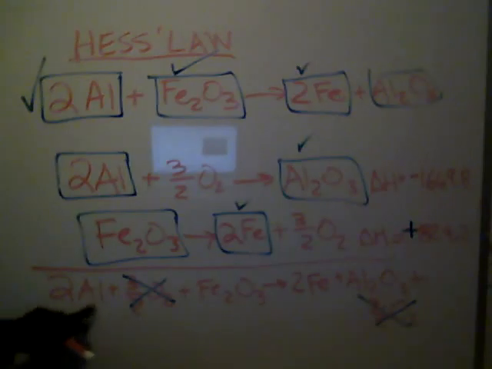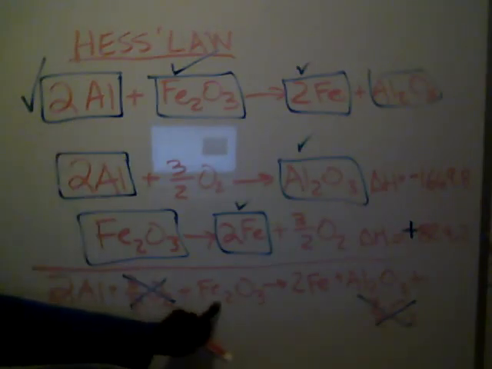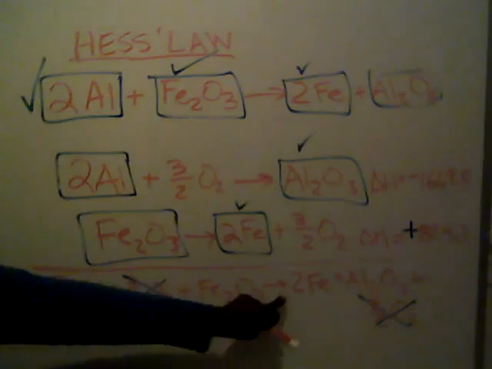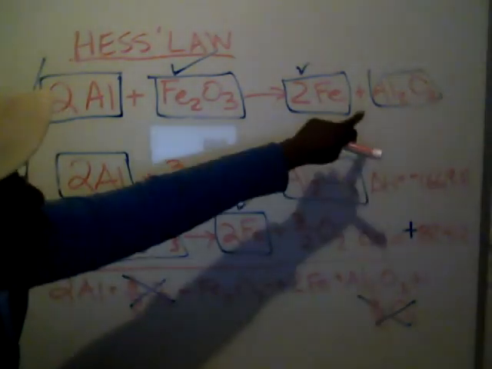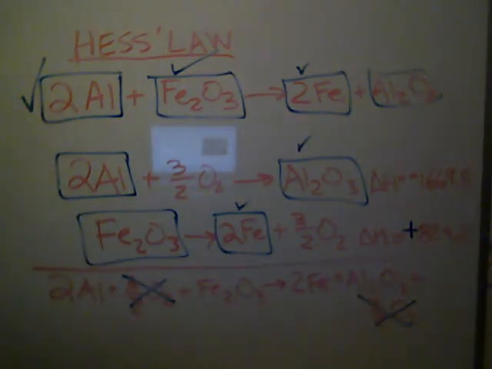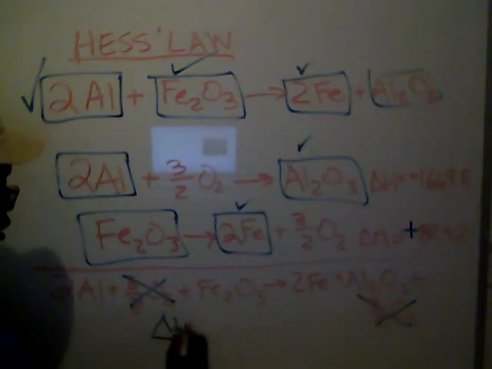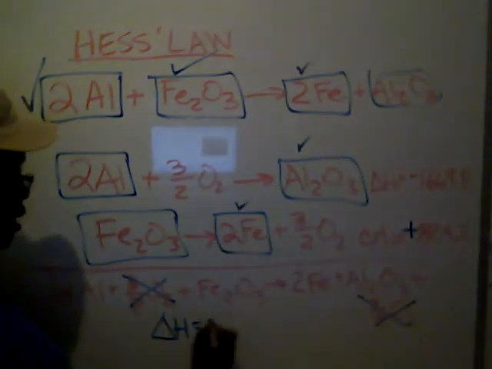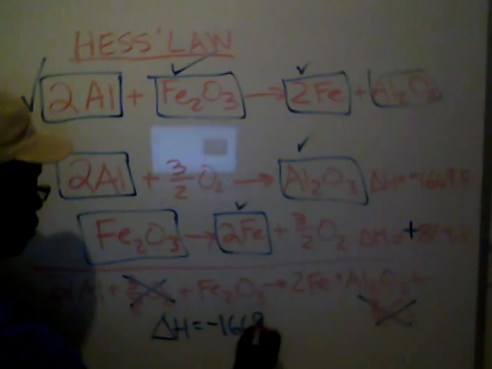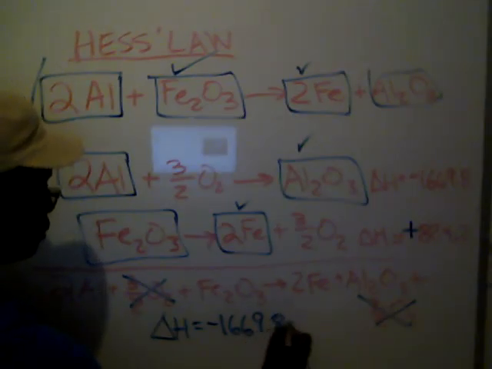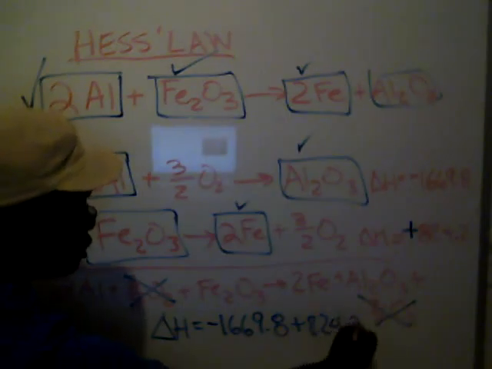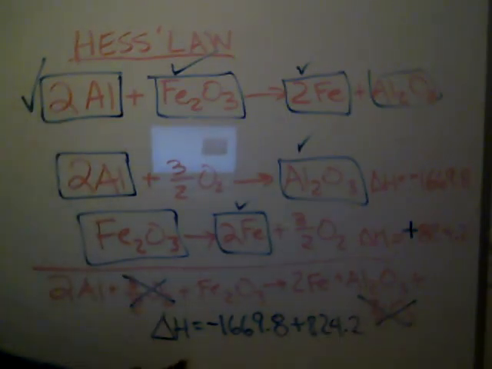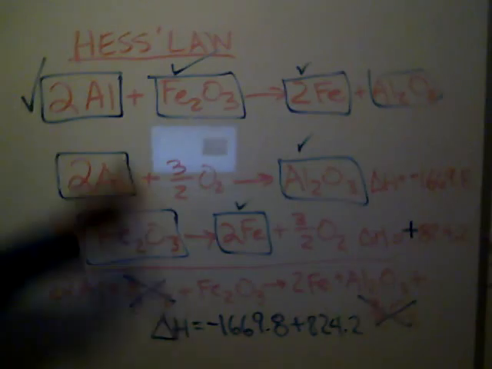So we're left with 2Al, which is what we wanted, plus Fe2O3, which is what we have here, goes to 2Fe, which is exactly what we needed, plus Al2O3. Now the last thing we have to do, because we added those equations together, is add the delta H's together. We did not change that step, so that number stayed the same, and we would add it to the 824.2. Whatever that is would be your final answer, and that's giving you the heat of that reaction.